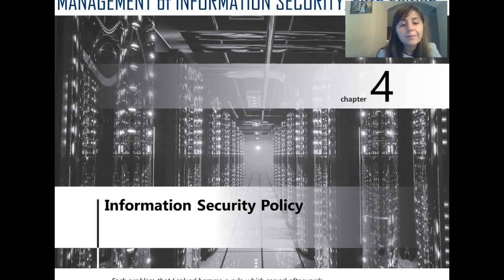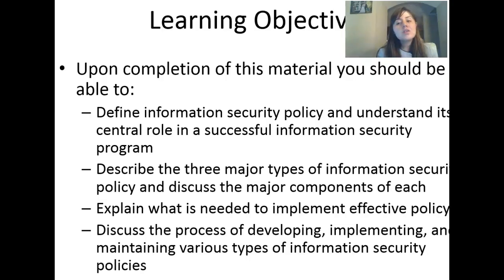So let's begin with the information security policy, and let's see why we need to have a policy in an organization. Some of the things that you will learn in this chapter: you are going to learn about the information policy, what it is, and understand the components of information policy and why we would need to have that in an organization. You will also be able to explain 3 major types of information security policy, and discuss some of the components of all those information security policies.